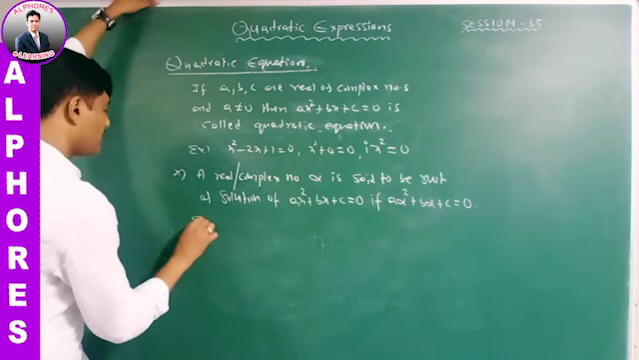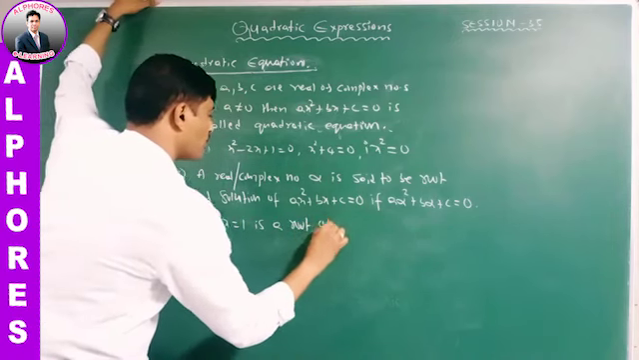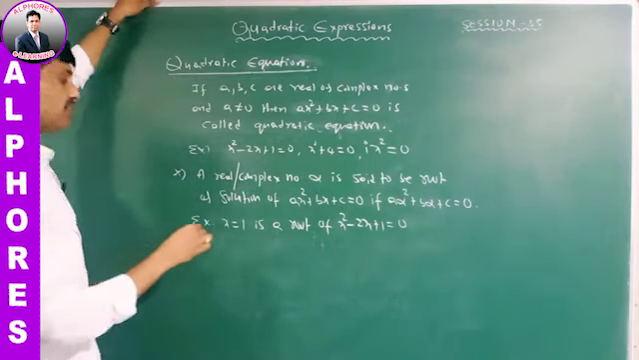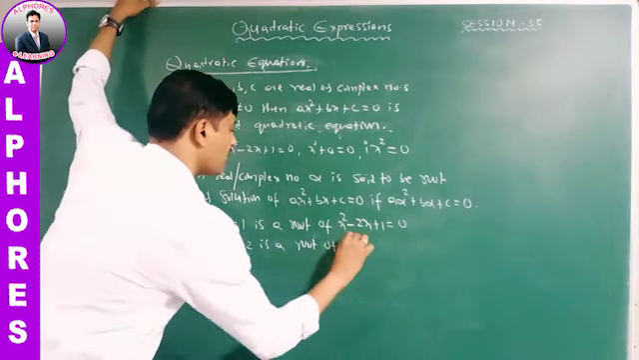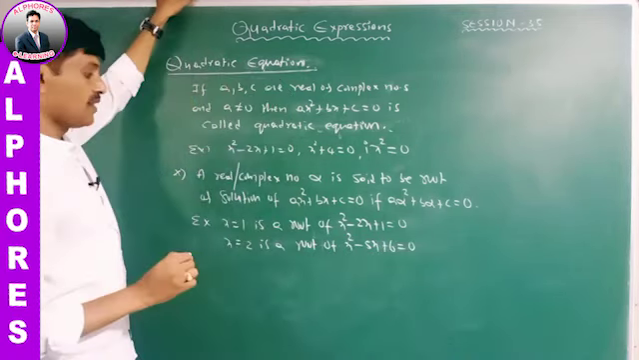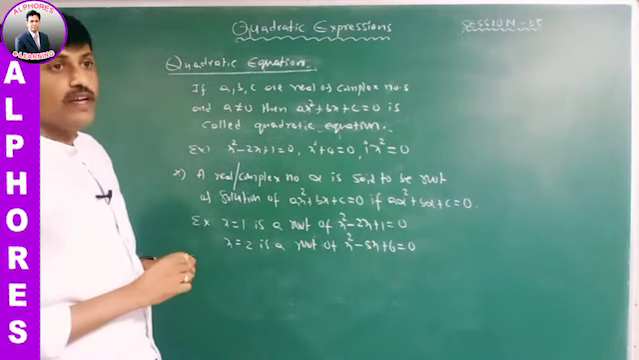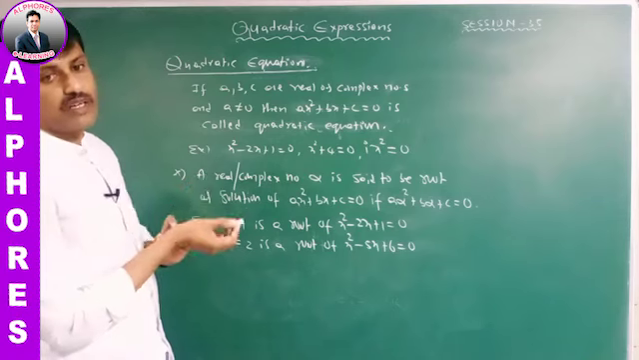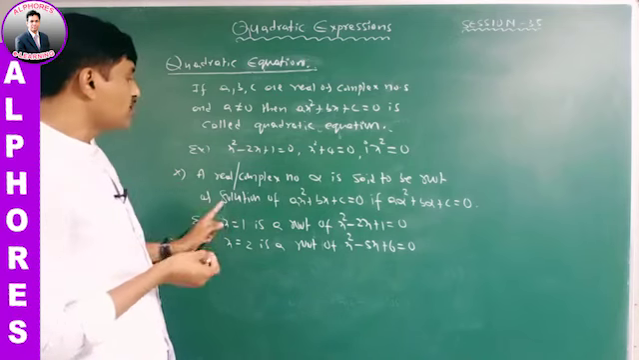For example, x is equal to 1 is a root of x square minus 2x plus 1 is equal to 0. x is equal to 2 is a root of x square minus 5x plus 6 is equal to 0. Root or solution, both are the same. The zeros of quadratic expressions are same as the roots of the quadratic equations.